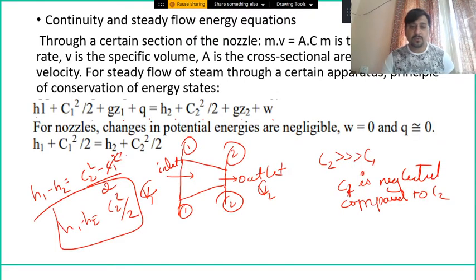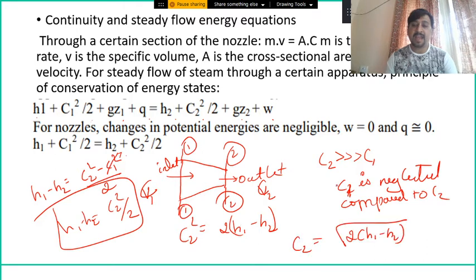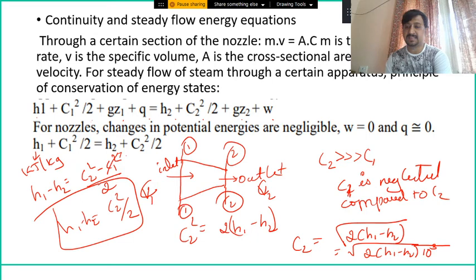Okay, so coming to this derivation, we can write C2 square equal to 2 (H1 minus H2). Correct? So C2 is equal to root of 2 (H1 minus H2). We know that H1 will be in kilojoules per kg, so to convert it into joules per kg, this becomes 2 into (H1 minus H2) into 10 raised to 3.